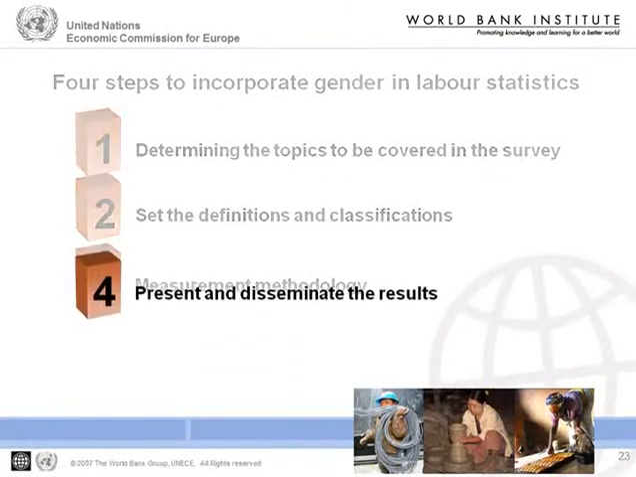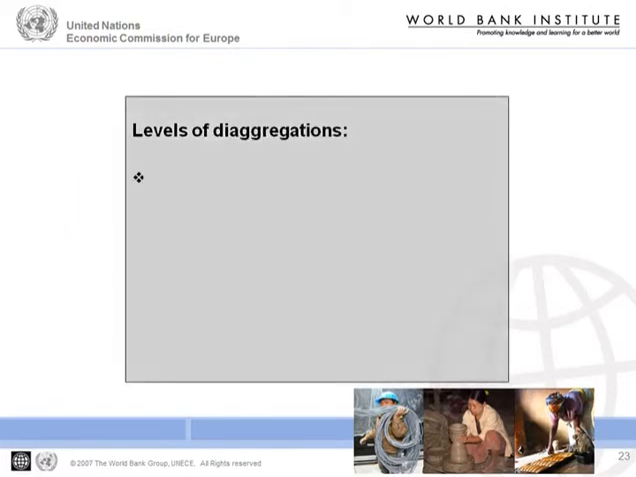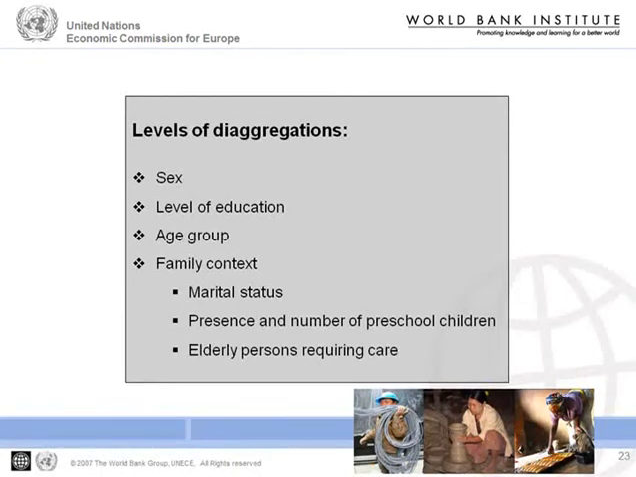Let's move on to the fourth and last step to incorporate gender into labour statistics, the presentation and dissemination of labour statistics. All indicators should be calculated by a variety of disaggregations to best reveal the relation between the work situation of women and men. These include sex as well as level of education, age group and family context, such as marital status, presence and number of preschool children and elderly persons requiring care.